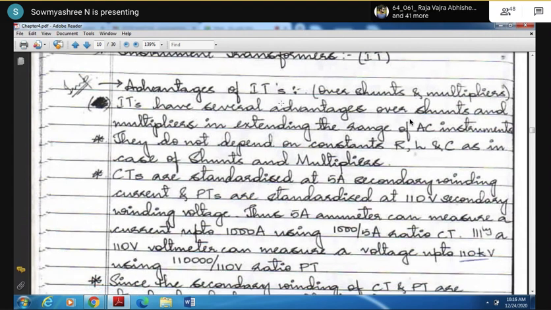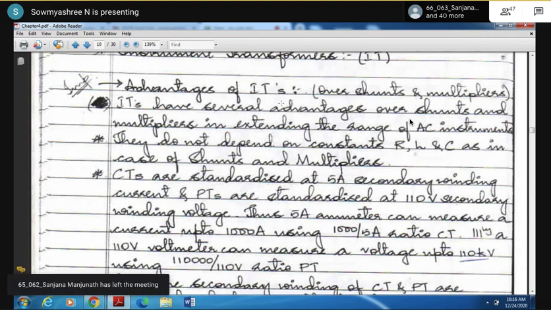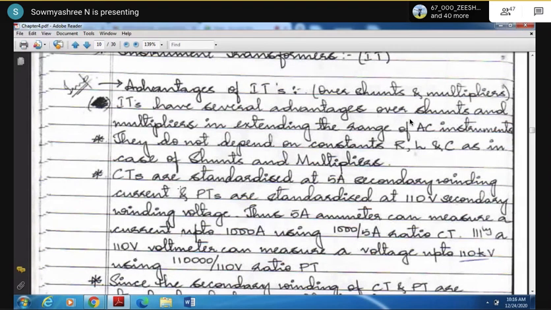Usually when we say current transformers and voltage transformers, these transformers are designed for standardized values. Current transformers are usually standardized to the value of 5 ampere of the secondary winding current. The secondary winding current of the CT will always be standardized at a value of 5 amperes.